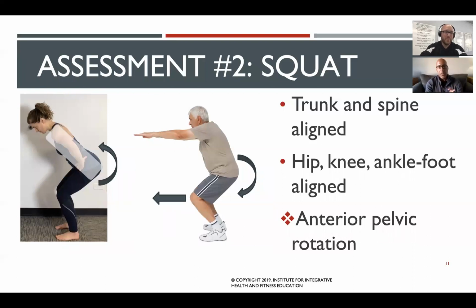Our next assessment is a squat. So we go from static posture, standing, and then single leg stance, but then into the squat. And what we're really looking for is, can that person get anterior pelvic rotation? Because when they can't, a couple things are going to happen.